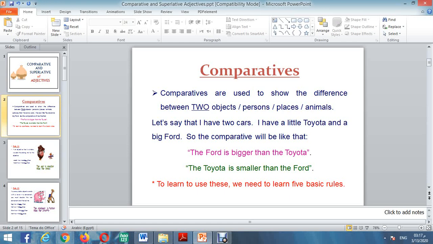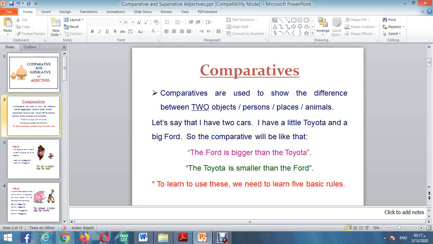Example, let's say that I have two cars. I have a little Toyota and a big Ford. So the comparative will be like that. The Ford is bigger than the Toyota. The Toyota is smaller than the Ford. So here I am comparing between two, the Ford and the Toyota.